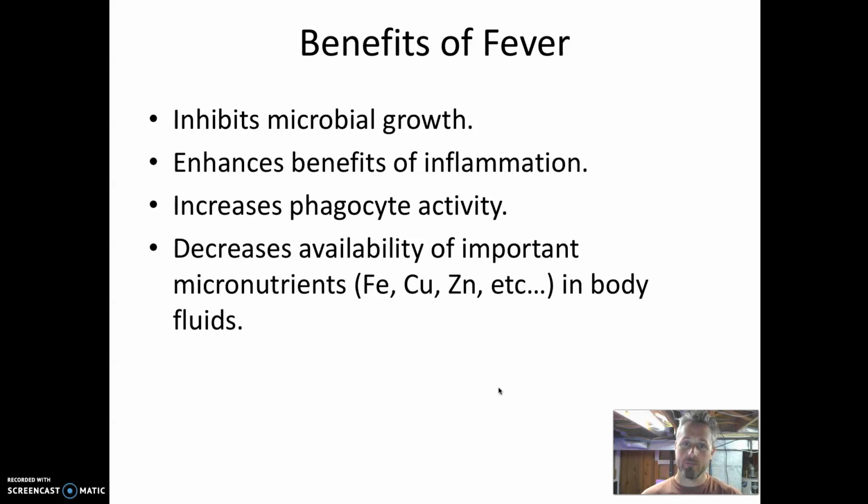So as our temperature increases, these really important micronutrients precipitate out. They're no longer available in forms that microbes can use. And this kind of starves microbes of important nutrients. If there's not enough iron around for them, they can't grow as fast. And that again, any decrease in microbial growth is a huge benefit to us as we try to battle that infection. So 4 main benefits to fever.